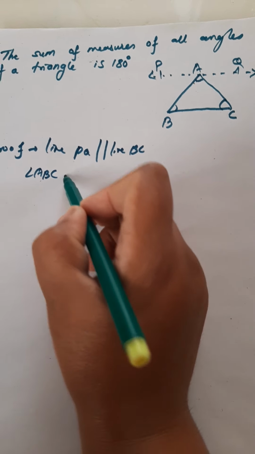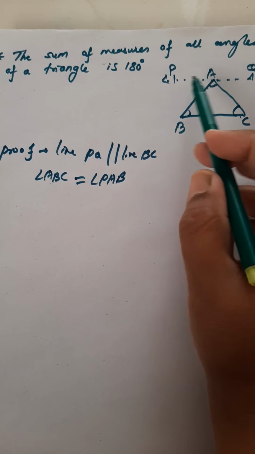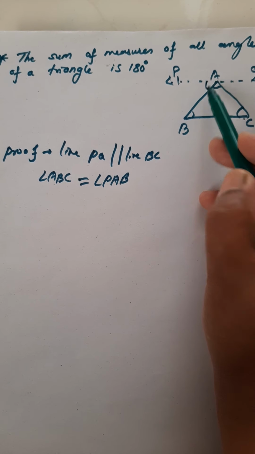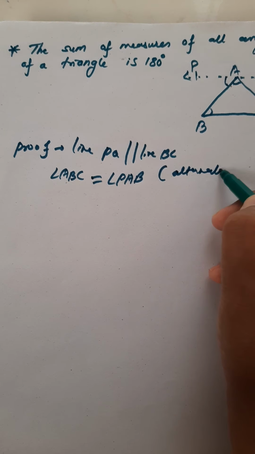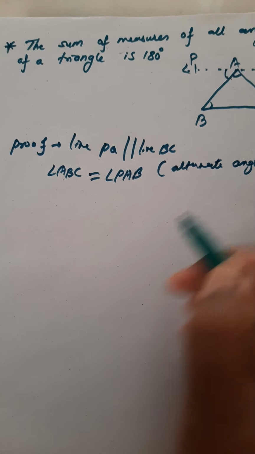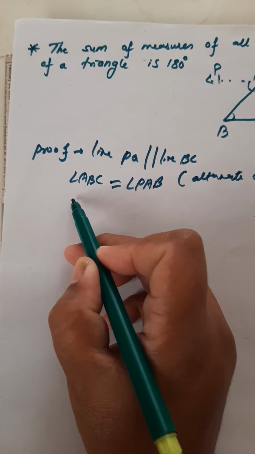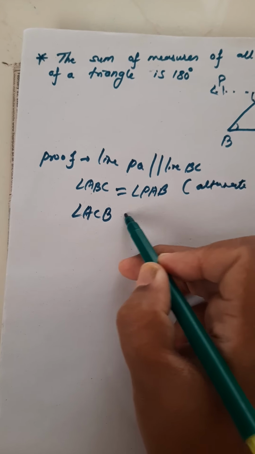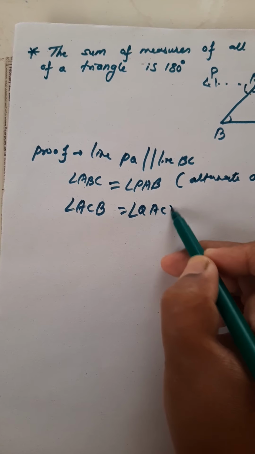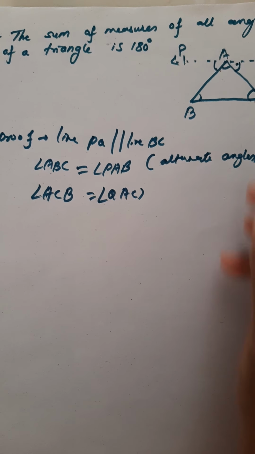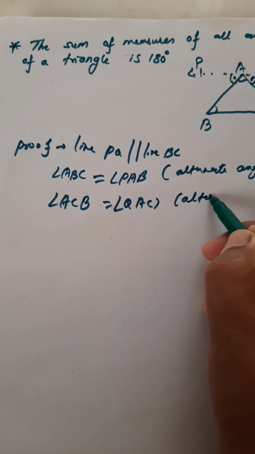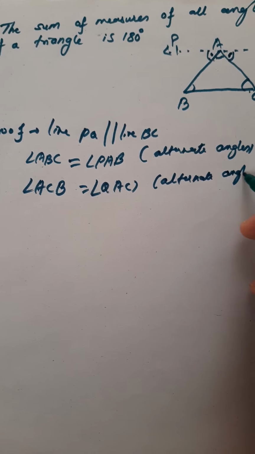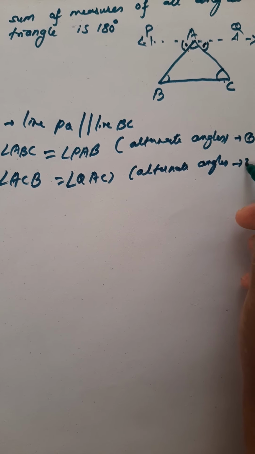Angle ABC is equal to angle PAB. I will write it with the symbol. What is the reason behind it? These are alternate angles. Similarly, we can write here angle ACB is equal to angle QAC. I will again draw the symbol. Reason behind it, it is also alternate angles. I will name these equation 1 and equation 2.